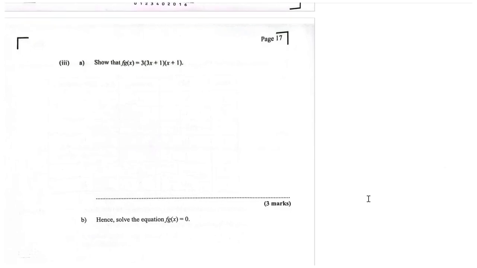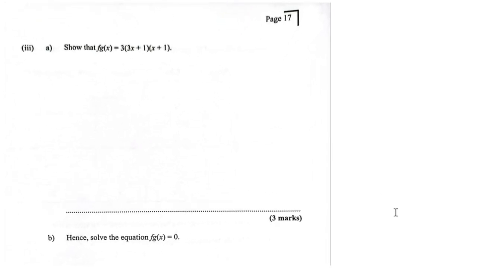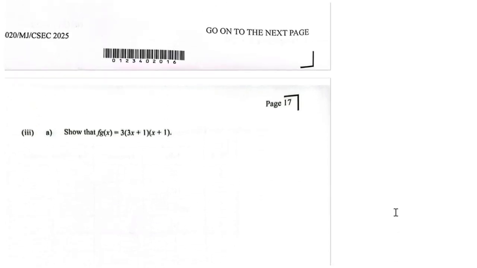Let's look at the next question. Now here it says, show that f of g of x is equal to 3, open bracket, 3x plus 1, close bracket, x plus 1, all brackets. Now let us go back up here and look what is g of x again.